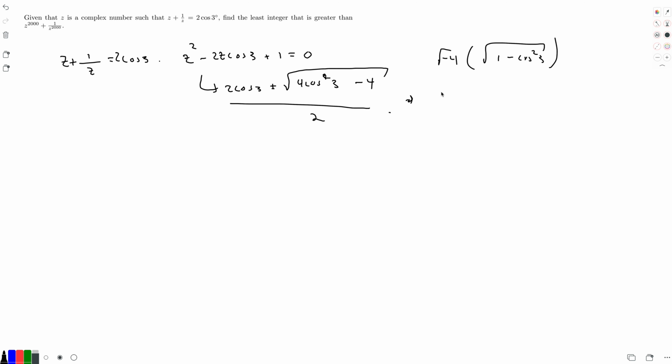So doing that gives us 2 cosine 3 plus or minus the root of negative 4, which is just 2i, times sine 3, all over 2. Simplified, we get cosine 3 plus or minus i sine 3.